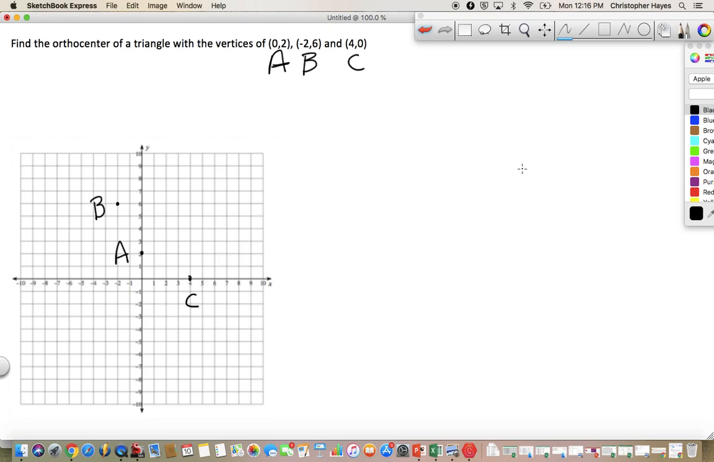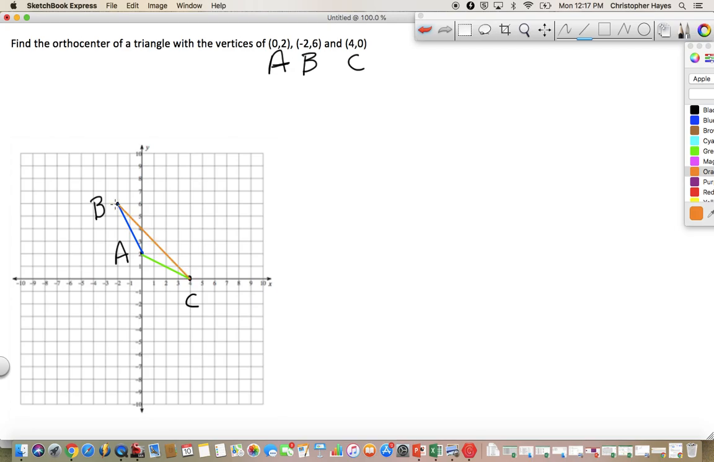So let's draw that triangle. I'm going to draw it in different colors so we can refer to the different sides. So A to B, AB is right there. AC is here. And then finally, we'll do BC is right here.